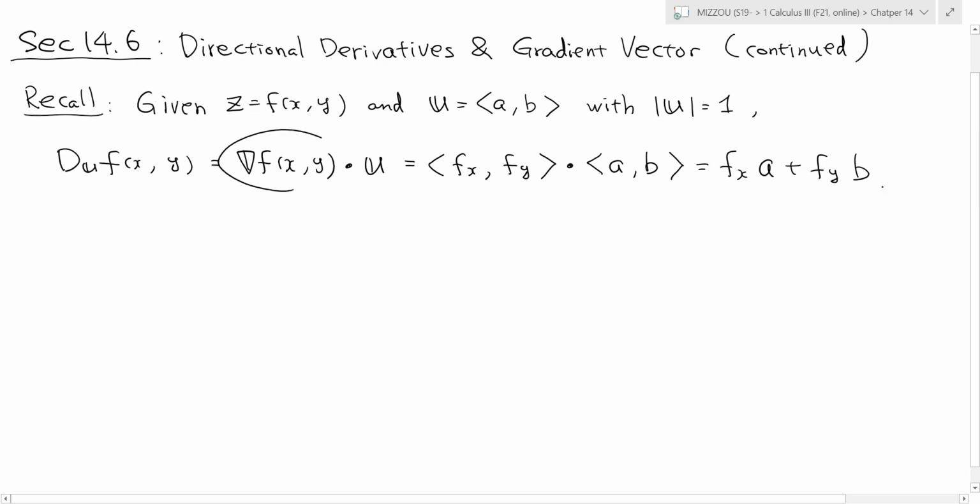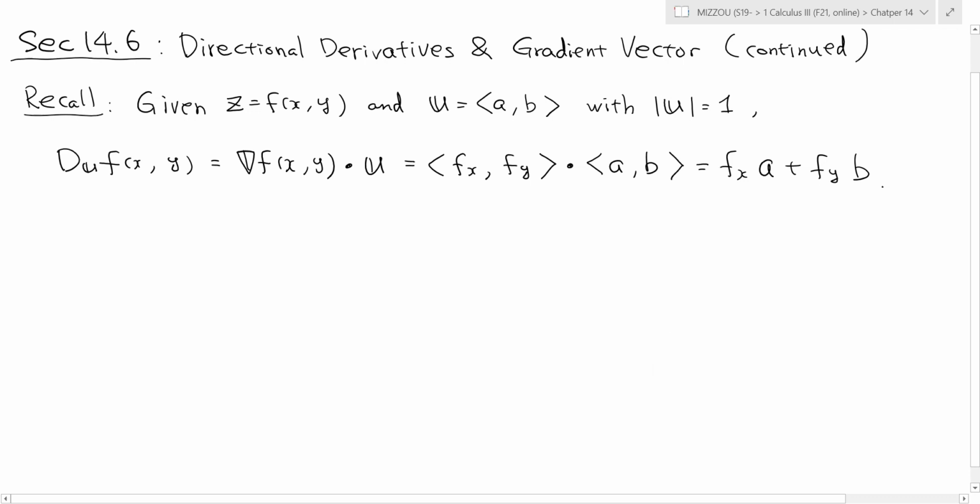And then this was called the gradient vector, and this is called the directional derivative, and the directional derivative is a rate of change in the direction of u. And if u happens to be (1, 0), the directional derivative is just partial f partial x. And if u happens to be (0, 1), the directional derivative is just the partial derivative with respect to y, in the direction of the y-axis. Okay, so that's what we did last time.